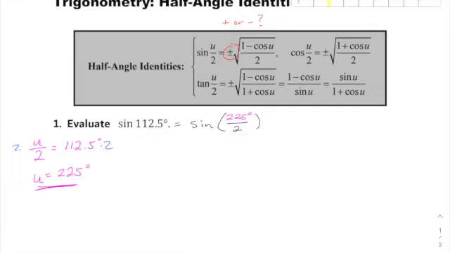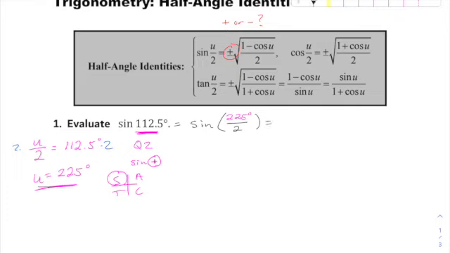So ask yourself, 112.5 is in what quadrant? This is in quadrant 2. And in quadrant 2, sine is positive, right? Because of All Students Take Calculus, right? Quadrant 2, sine is the only positive one. So that means that we are going to choose the positive square root of 1 minus cosine of u over 2. And that's the part where you have to do a little thinking.